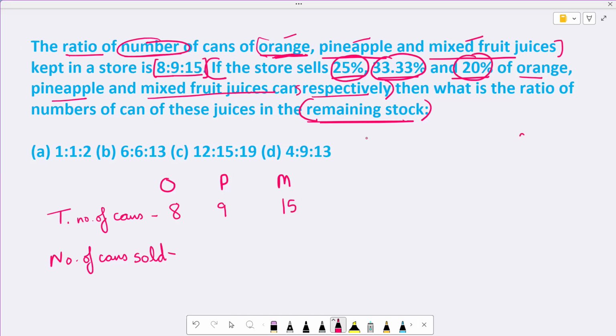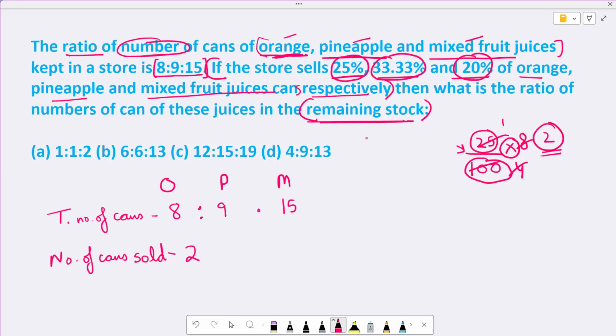So we had 8 cans of orange. 25% of it will be what? We'll write here 25 per cent, meaning per hundred. In mathematics, of means multiplication. So 25 per hundred of 8. This will cancel by 4 and the result will be 2, which means that 2 cans are sold. So we'll write here 2, if there were 8 cans, because here we are only talking about the ratio, right?